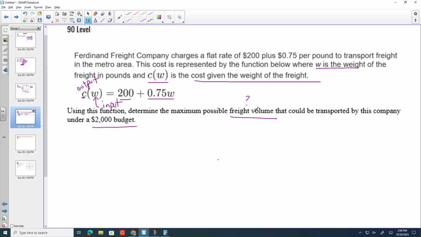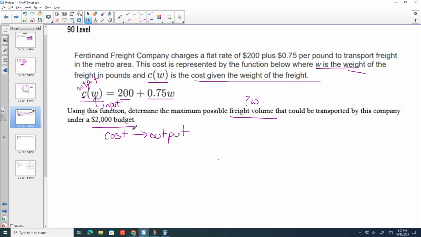We're trying to determine a possible freight volume. Now, freight volume is basically the same as weight, right? So we want to determine what W is under a $2,000 budget, which is effectively meaning that we can have a maximum cost of $2,000. So that represents an output value for the function, which means it would go over here on the output side.